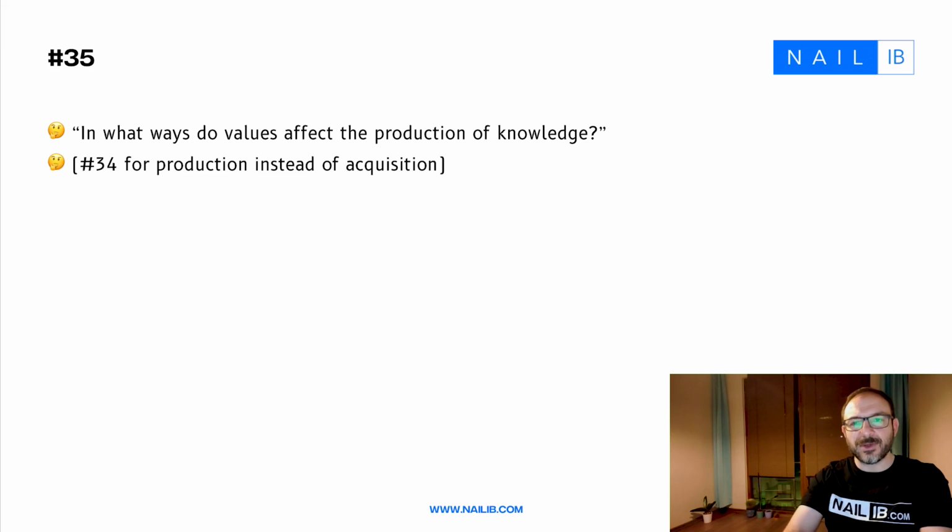And last one, number 35. In what ways do values affect the production of knowledge? IB, seriously? I mean, again, now production instead of acquisition. Okay, so yes, these last IA prompts, they were just trying to reach number 35, I think. This is what I think.